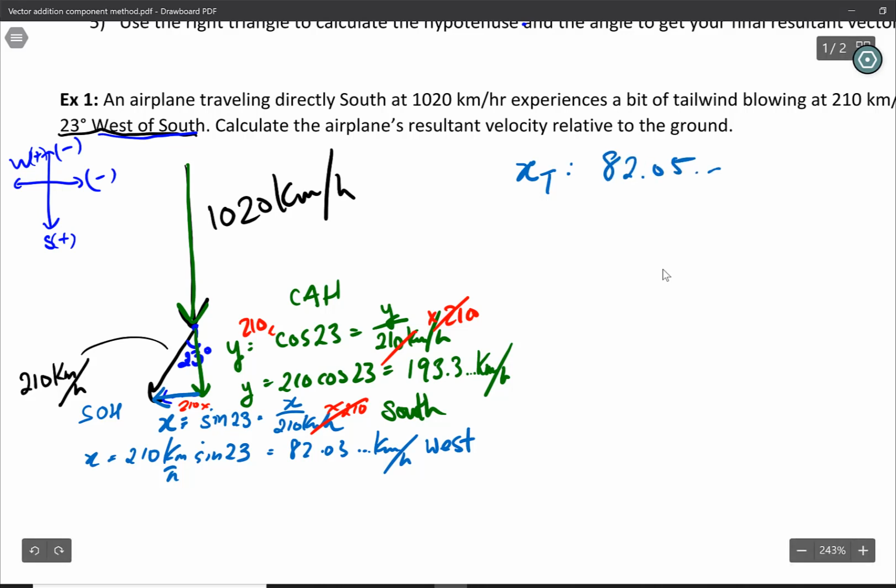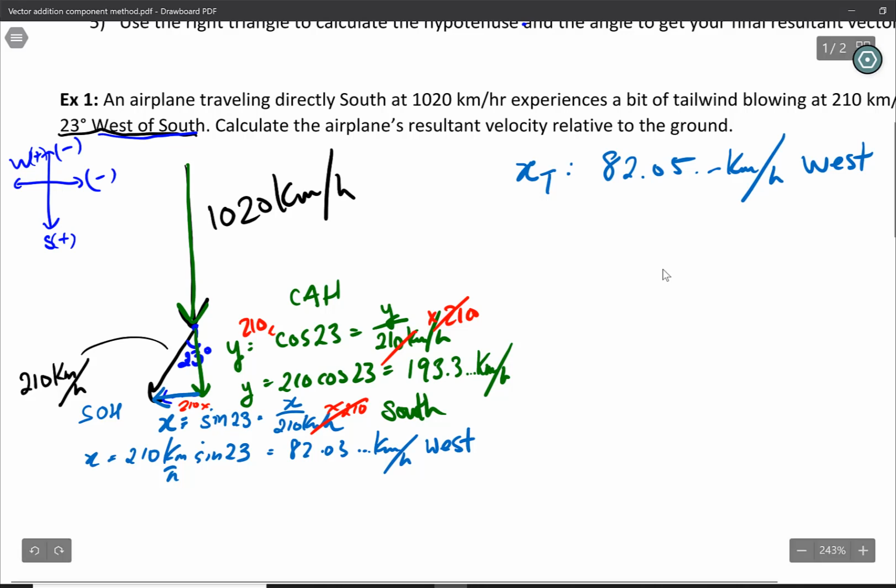82.05 kilometers per hour. And the reason why I'm writing the digits instead of rounding off is because I need to use these numbers to calculate something else later. And I don't want to round in the middle of a question. Always round at the last step, okay? So that's why I'm saving all the digits, just so I have them.